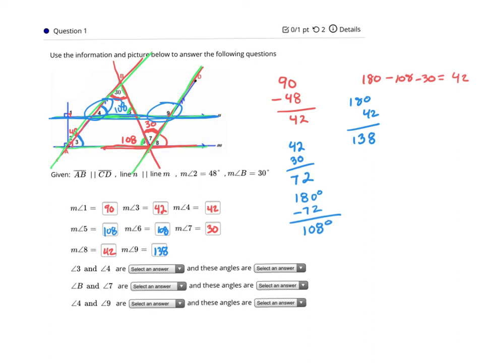Now, when we look at the ones below, it says what are angles 3 and 4? Angles 3 and 4 are corresponding, and that means they are congruent. Angle B and angle 7 are alternate interior angles, and that means they are also congruent. Angle 4 and 9 are same side interior, and that means they are supplementary. And that is how you do that problem.